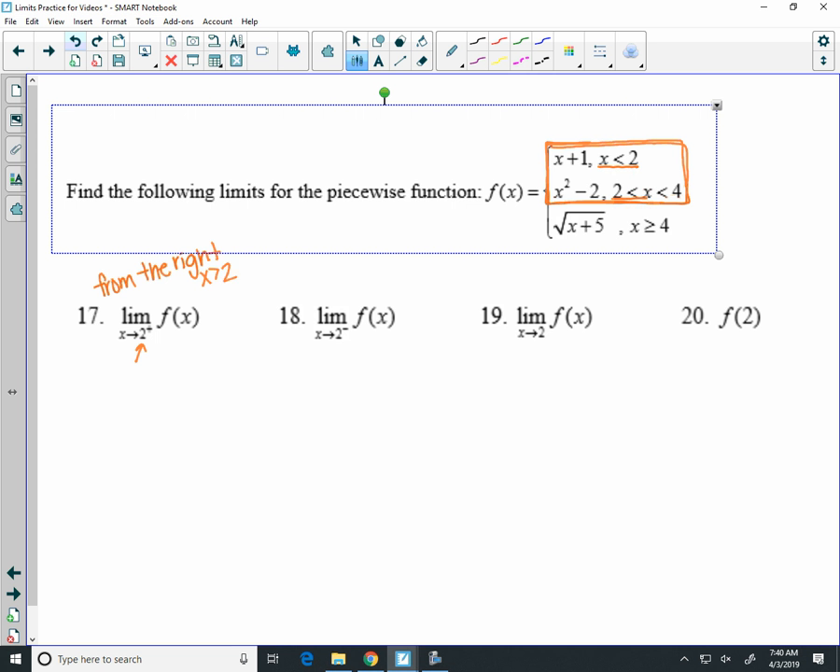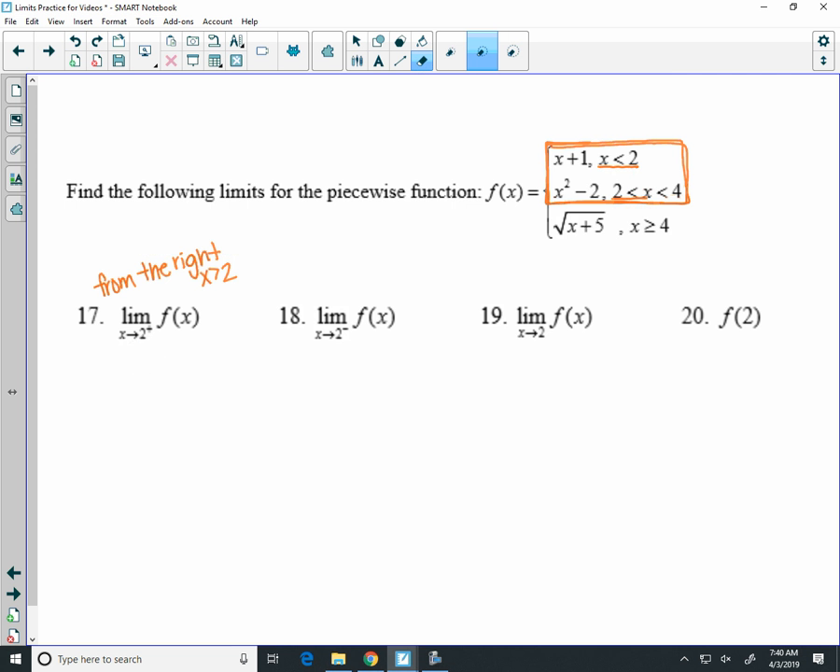The thing you need to pay attention to here is which piece of the function you're looking at. For from the right, we're going to use this guy, because this is what is happening where x is greater than 2. So what I'm going to do is take x squared minus 2. That's our f of x in this situation. And I'm going to do the limit as x approaches 2 from the right of x squared minus 2.